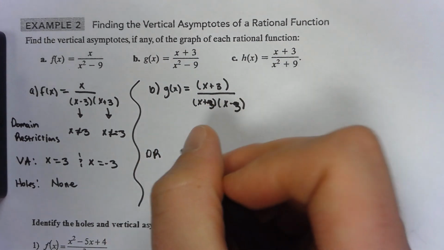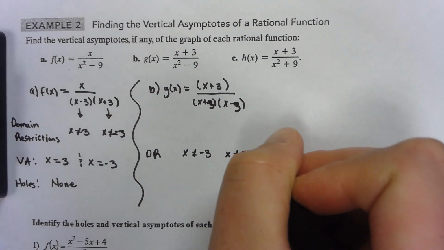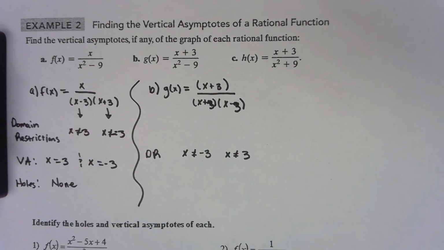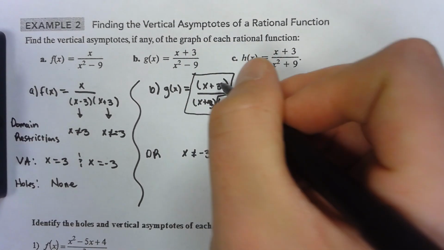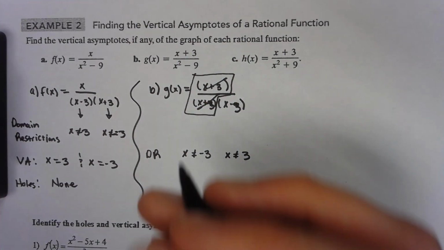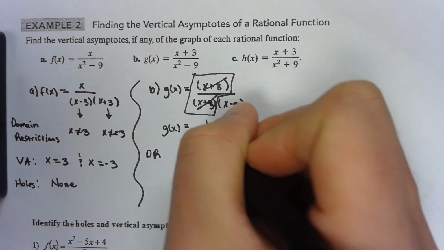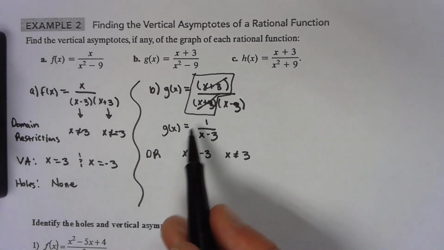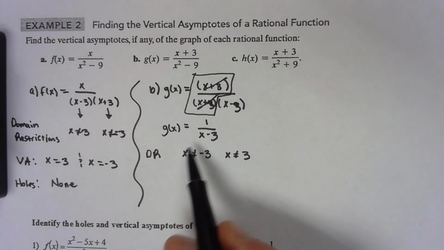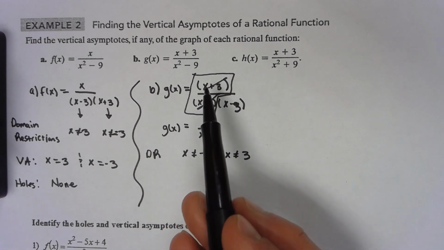I'm going to abbreviate that DR. Once again, x cannot equal negative 3 and x cannot equal 3. So we have the same domain restrictions. But this time, we get these x plus 3's to divide out. And so our simplified equation of g of x is 1 over x minus 3. And they divide out because anything divided by itself is 1. So really, we are graphing the simplified equation, but now we have a hole that doesn't show up in this equation, but it does show up in the original function.